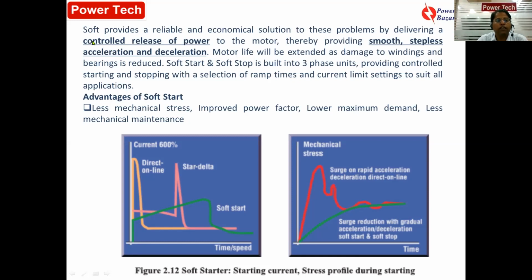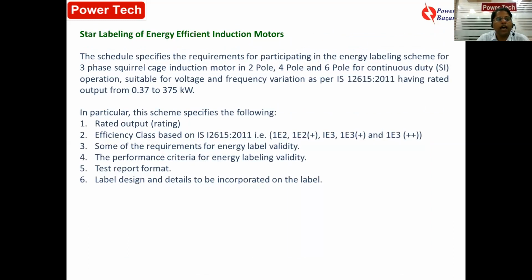What we do in a soft starter is use controlled release of power. That means all the power is released slowly with electronic devices. A soft starter is nothing but an electronic device which gives control in a controlled manner. It gives the power supply to the motors, which provides smooth stepless acceleration and deceleration, and the motor performance becomes better.